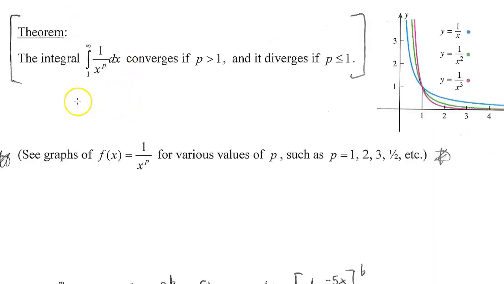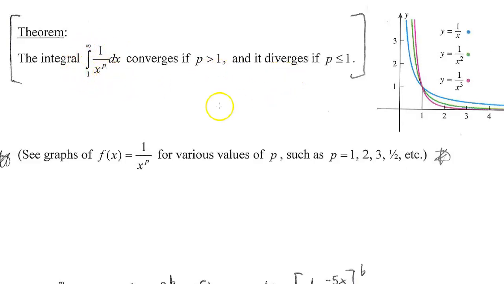In fact, here's a theorem, and you can prove this theorem. It's not too hard to show. If we take different values of p and integrate 1 over x to the p, so for example, 1 over x to the 1, which would just be 1 over x, or 1 over x squared, or 1 over x cubed, or 1 over x to the 1/2 power, the square root of x, this will converge if p is bigger than 1. So if p is 2 or 3 or 7 or even 1.5 or 1.1, the area underneath that curve, 1 over x to the p, will converge.